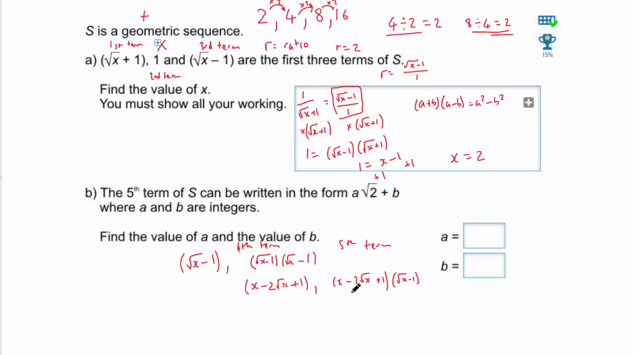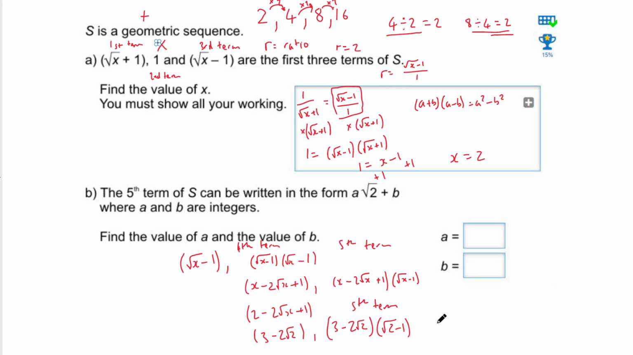root x minus 1, expand that. Now it might be easier because we know x equals 2, so let's just substitute 2 into this, and you could have just substituted 2 into this as well. So obviously this is going to be 2 minus 2 root 2 plus 1, so that's going to become 3 minus 2 root 2. So here, the fifth term is going to be 3 minus 2 root 2 times root 2 minus 1. This is the fifth term.